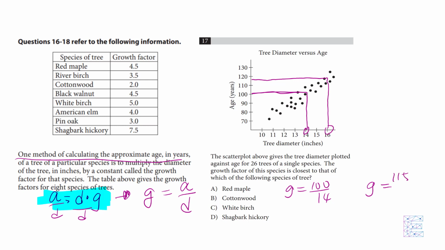So let's divide each of these and see what we end up with. 100 divided by 14 gives us around 7.14-ish, and 115 divided by 16 gives us around 7.18. So we know that the growth factor is around 7, right? So we go back to our table and find which tree has a growth factor of 7, and it's very clear that the answer must be shagbark hickory, which makes D the answer to this question.